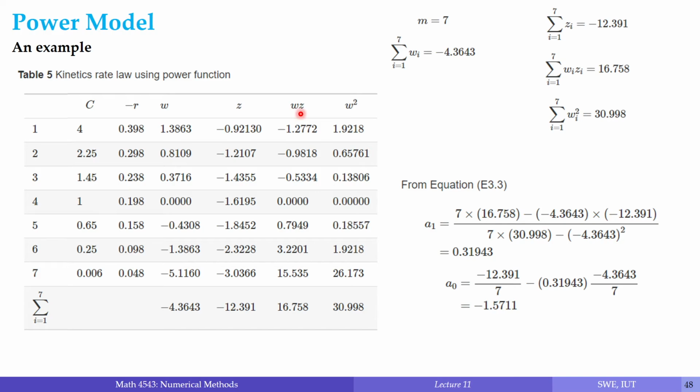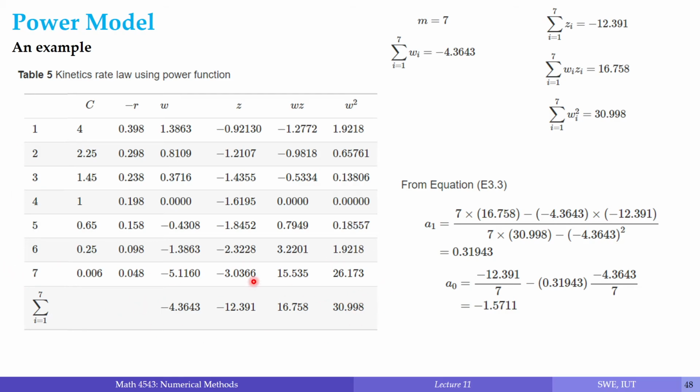And for Wi times Zi, we'll find this column by multiplying the respective entries in these two columns. To find the W square column, we just multiply the W column with itself. And at the last row, we perform an aggregate over all the preceding rows, and we obtain the summation of the values, the summation over the given 7 data points.